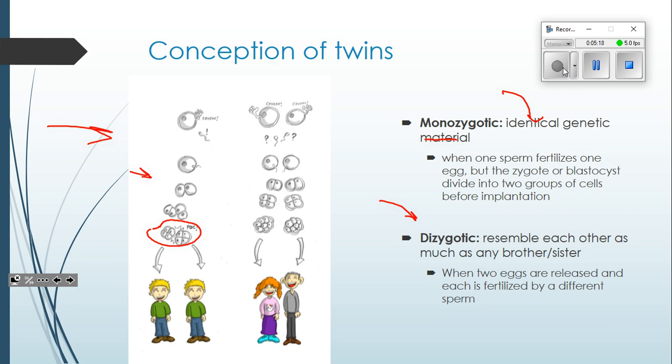So, di means two. In this type of twins, there are two zygotes, dizygotic. These type of twins resemble each other as much as any brother-sister combination would. So I'm sure some of you have siblings, and perhaps you kind of look like your siblings a bit, or maybe you don't. Maybe you're me, and you feel like you might not be genetically related to your family because you don't think that you look like them.